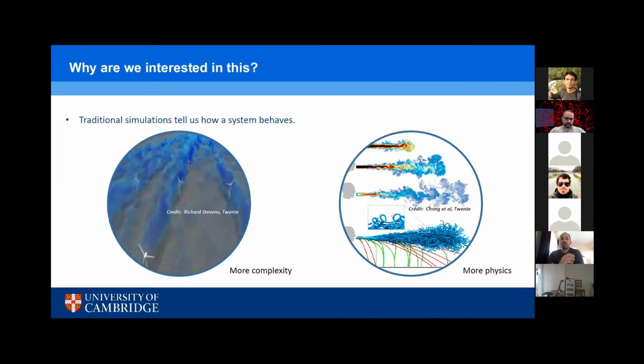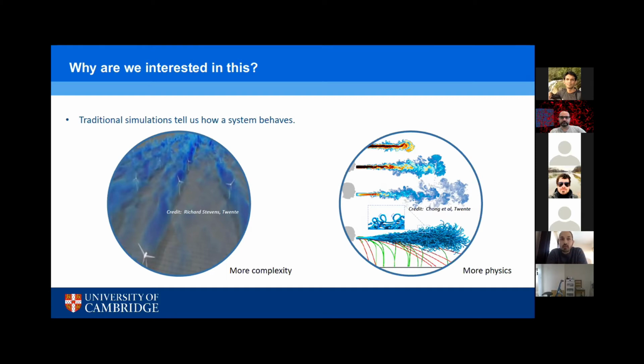So why are we interested in this? With the increase in computational power, simulations are becoming more and more detailed. Most of these simulations are able to tell us how a system behaves, and we are able to now simulate systems with more complexity, for example, in offshore wind farms, capturing wind wave interaction, turbulence blade interaction, and even fluid structure interaction for floating wind turbines.